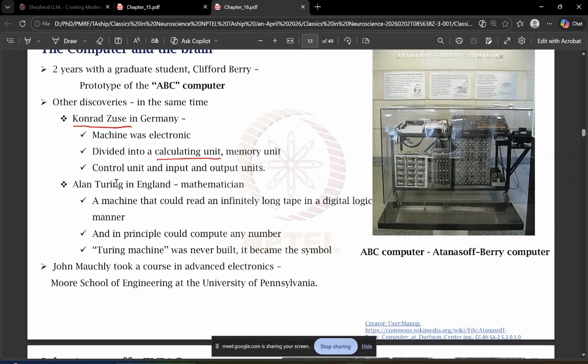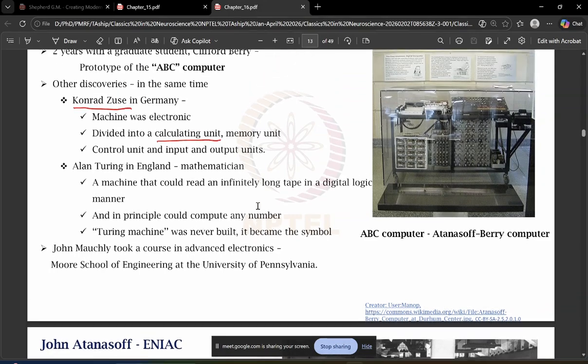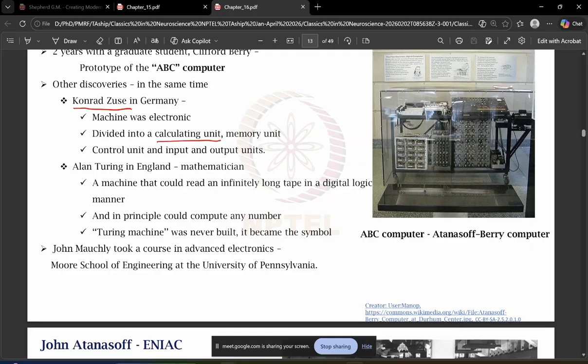But this idea of a Turing machine basically exposed the limitations of mechanical computing. Again, Alan Turing only proposed this kind of machine. He did not actually build a machine. And this term, the Turing machine, was actually coined by his mentor rather than Turing himself. The machine was actually never built. It only became a symbol. And Alan Turing became extremely famous for proposing this kind of machine.